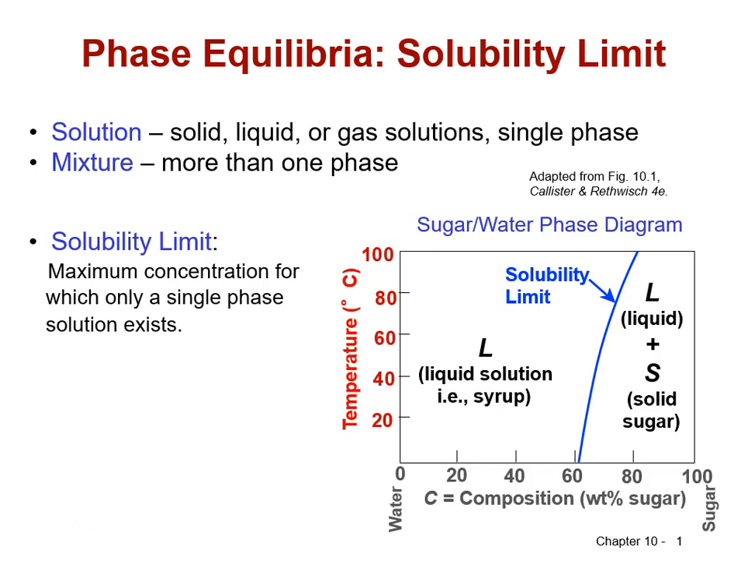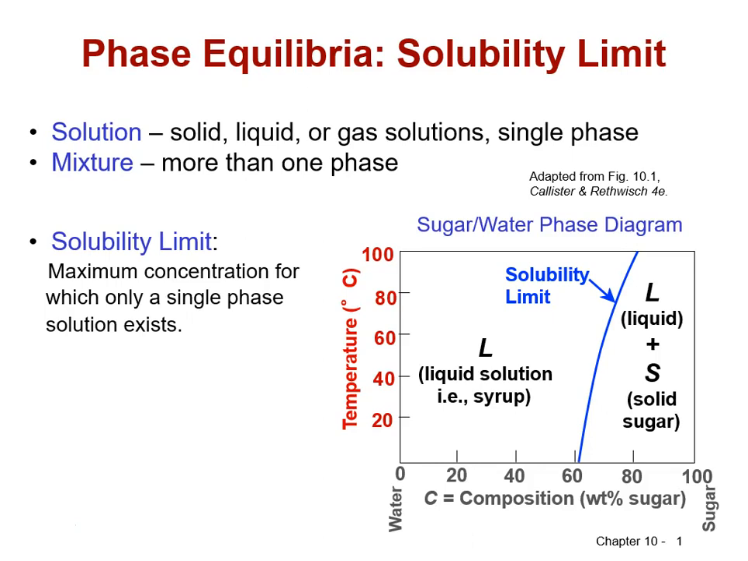Then temperature in degrees C is on the y-axis, with 100 degrees C up at the top, which is the boiling point of water if nothing's dissolved in it. If we go from left to right, we're increasing the amount of sugar, and if we go from bottom to top, we're increasing the temperature for a given ratio of sugar to water. And you can see there's a dividing line there in light blue, the solubility limit.